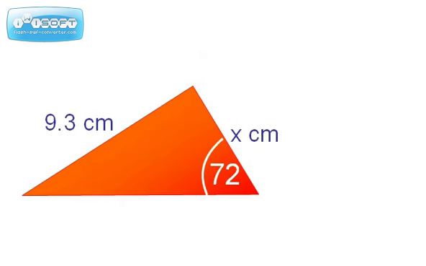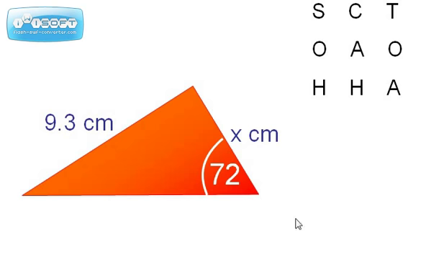The next question is still a right angle triangle, but this is far trickier. SOHCAHTOA, every single time write it down. Which one do we need to use? Let's put ourselves inside the angle. The 9.3 is opposite. The longer side, the one opposite the right angle, is the hypotenuse.